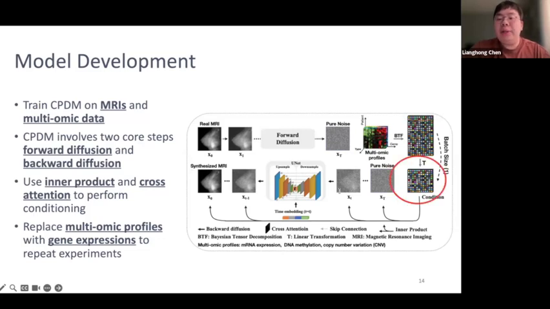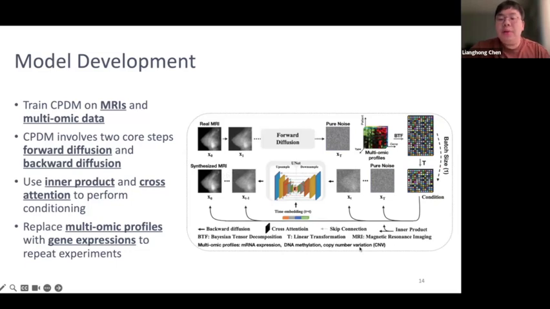We take the multi-omic data of each patient and use a linear method to extend it to have the same shape as the image, so it can perform an inner product with the image. This will allow the model to generate images according to the multi-omic data. To better align multi-omic data with MRIs, we add a coarse attention layer at the middle of the U-net.